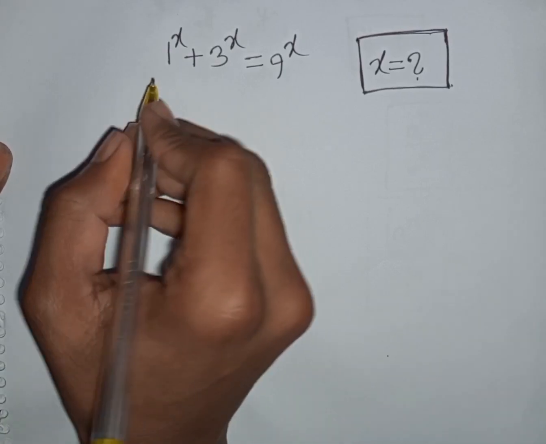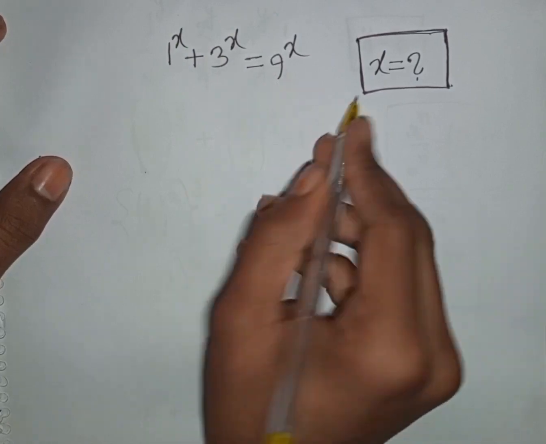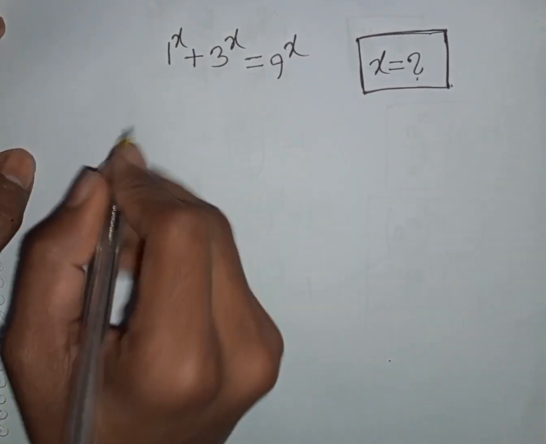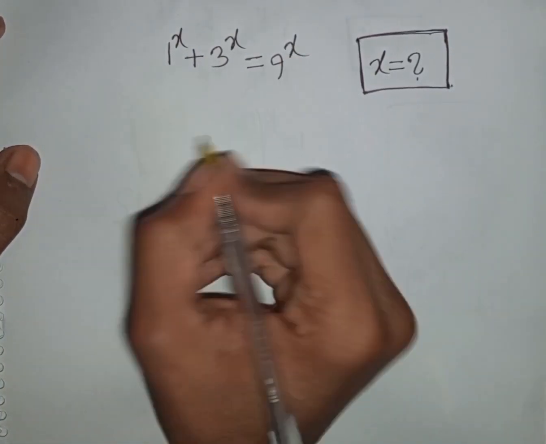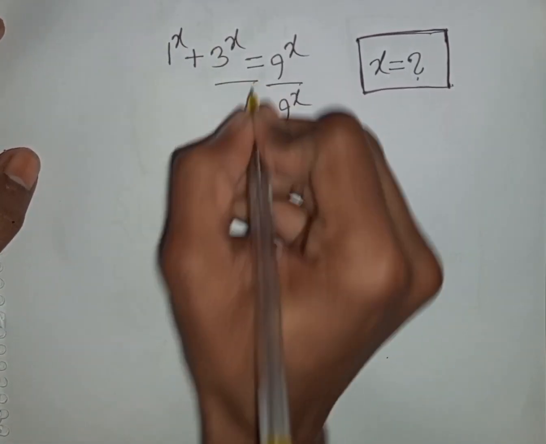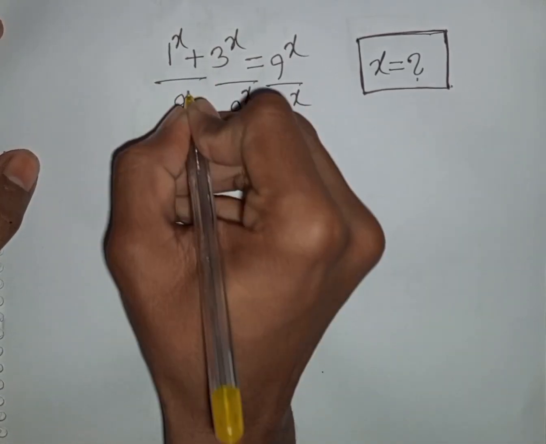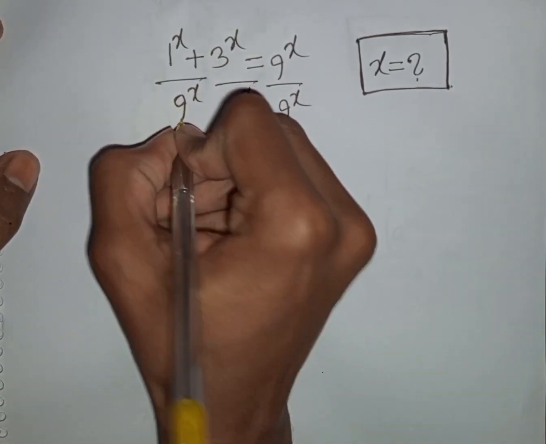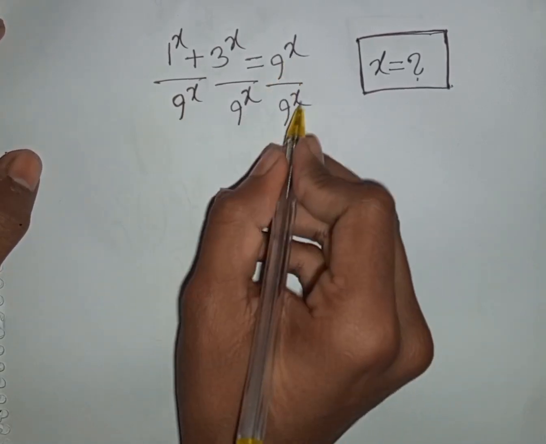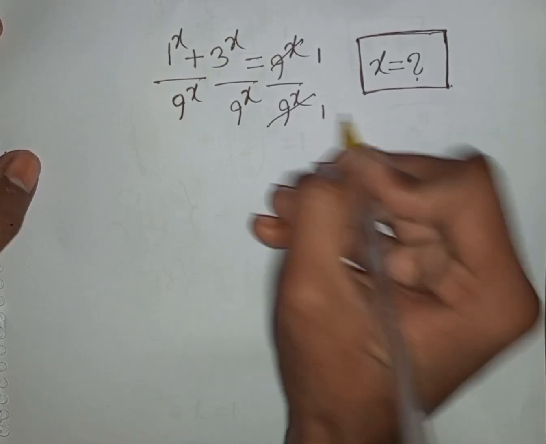How to solve 1^x + 3^x = 9^x. Find the value of x. At first we divide by 9^x on both sides, so 1^x/9^x + 3^x/9^x = 9^x/9^x. Now we see this 9^x will be cancelled, so here on the right side we get 1.